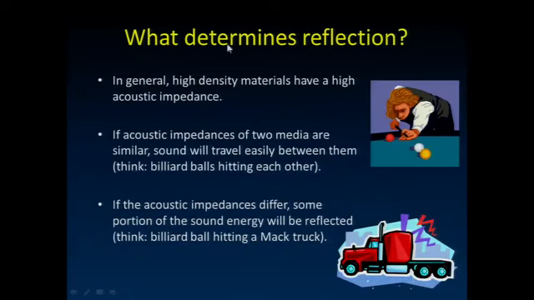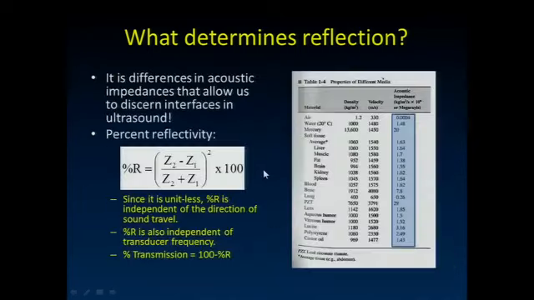And what determines that reflection? Well, in general, high density materials have high acoustic impedance. And if we've got two materials stacked on top of each other, which have very similar acoustic impedances, sound travels very easily from the one into the next one, okay? But when the acoustic impedances of those two materials are quite different, the sound does not travel very easily between the two, and much more of the sound is reflected back to us. So it's that difference in acoustic impedance between those two that really governs that.